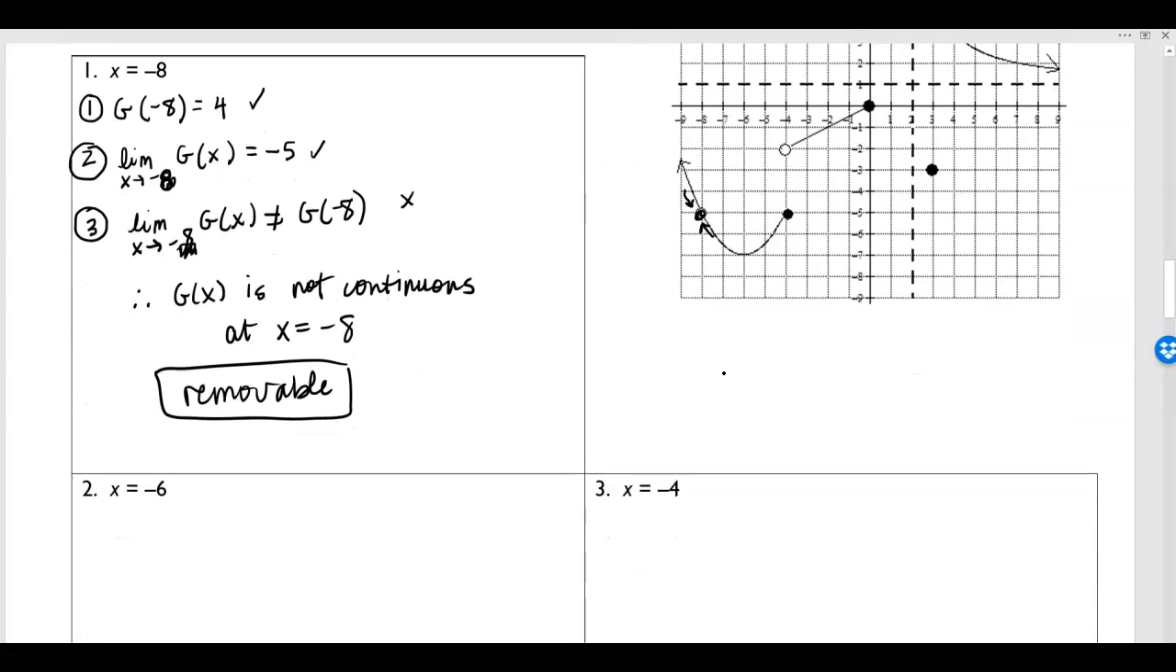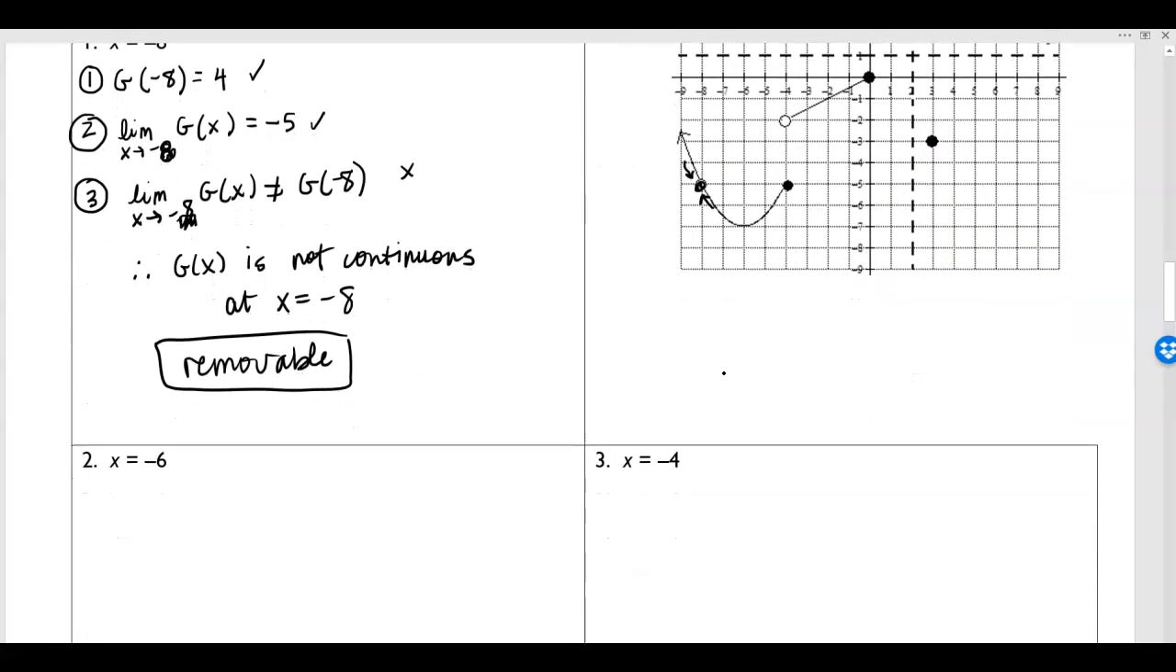All right, let's check at -6. So I see on my graph -6 is right here. So g of -6, first thing I want to check, g of -6 is -7. Good to go. Number 2, for the limit, I'm checking the left and the right sides. Those both approach -7 as well. So the limit as x approaches -6 of g of x is equal to -7. That checks out.